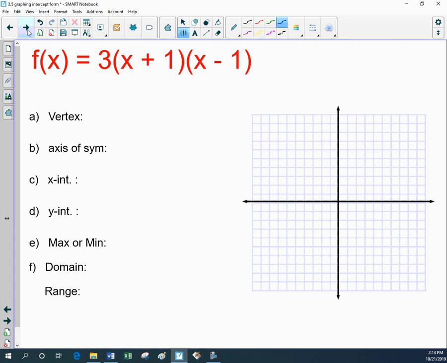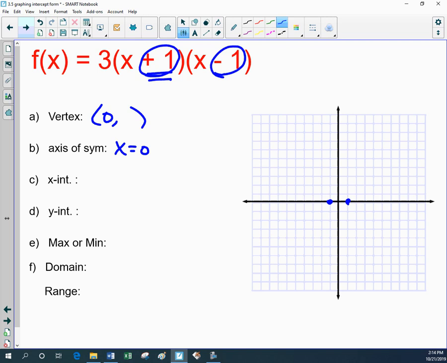Okay, next example, first of all, finding our x-intercepts. So we have an x-intercept at negative 1. So remember, take the opposite of what's inside the parentheses here. So we have an x-intercept at negative 1 and positive 1. Okay, this time the axis of symmetry is easy. Halfway between 1 and negative 1 would be 0. So axis of symmetry is x equals 0. So the x coordinate of the vertex is 0.